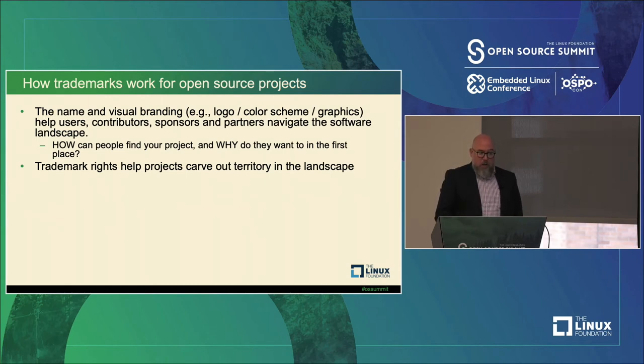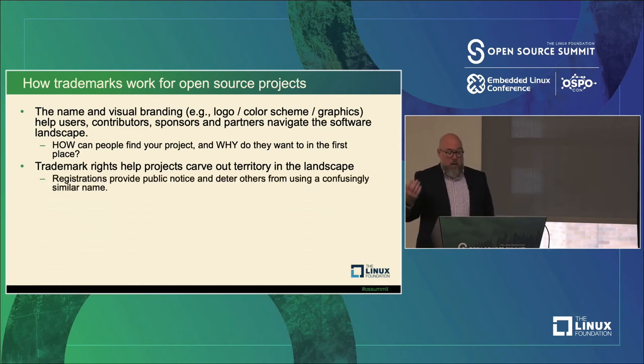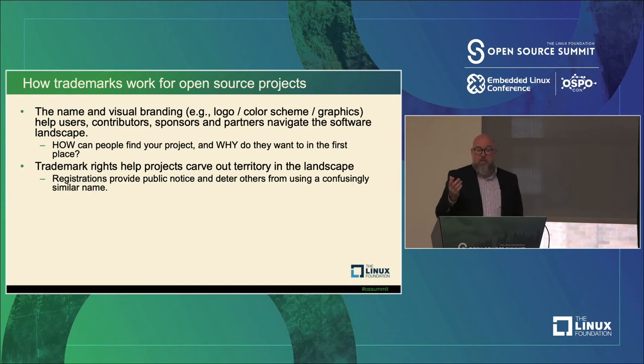And so, goodwill is valuable and you want to protect that. And trademark rights are the rights that help you protect yourself and carve out your own territory in the software landscape. So how does it do that? If you do have a trademark registration, it's public notice that you have these trademark rights. You're using this mark in connection with certain types of goods and services. The world is on notice. Trademark offices worldwide maintain databases of this information. You can go on the USPTO database right now and run all sorts of searches to find this information.